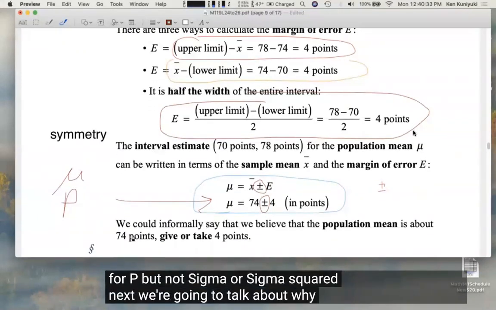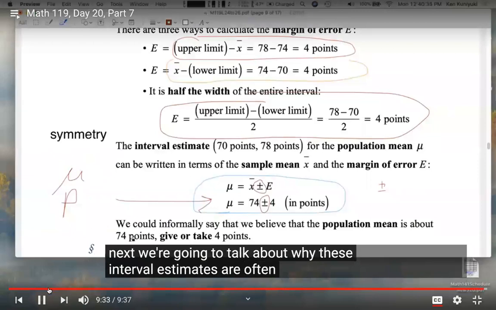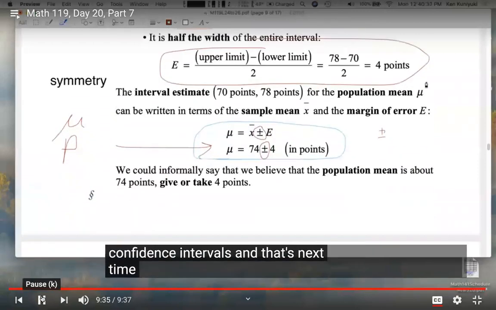Next, we're going to talk about why these interval estimates are often called confidence intervals, and that's next time. Any questions? So here you see we can express a confidence interval in terms of the point estimate and the margin of error. Questions? Next up, why do we call these confidence intervals that we're going to develop?